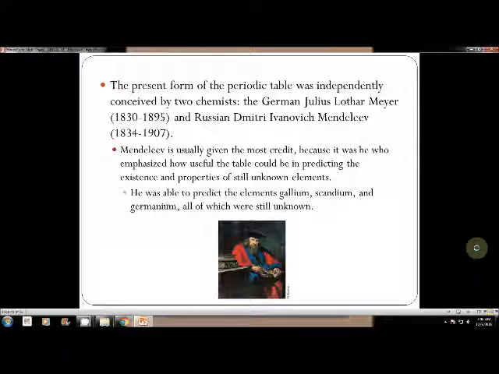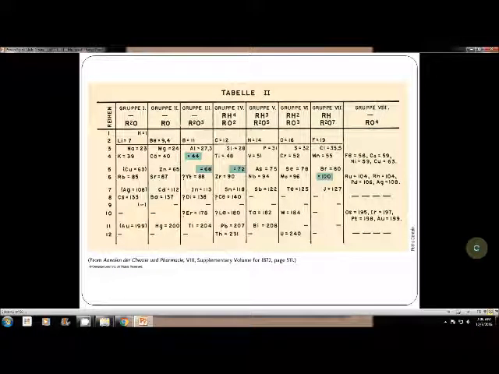The present form of the periodic table was independently conceived by two different people, but it's mostly given credit to Mendeleev, because he was the one who emphasized how useful the table is in predicting the existence and properties of still unknown elements. He was able to predict elements like gallium, scandium, and germanium, all of which were still unknown at the time when he was developing his periodic table. Today we have a lot more information on the periodic table than what they knew back then, but this is pretty good for the 1800s, right?